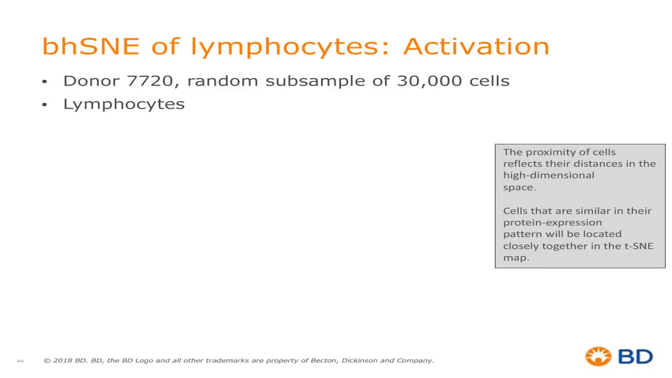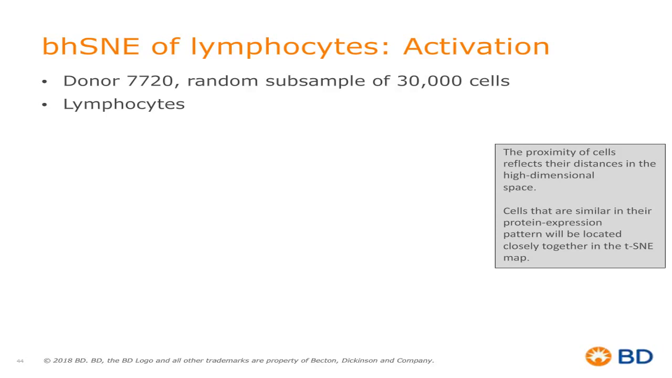So here is an example of a viSNE, or basically what's going to be a tSNE, of our activation marker panel. And so we're going to go through where we have our common backbone panel along with our 4-color activation drop-in. And this is looking at one specific donor. Now, to do these types of analysis, you have to do a subsample of cells. Even though you acquired 1 million cells, you have to do a subsampling of them. And so in this situation, we subsampled 30,000 lymphocytes.